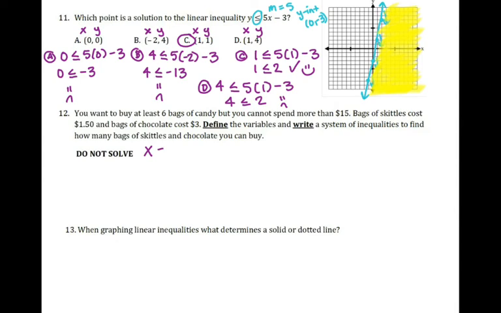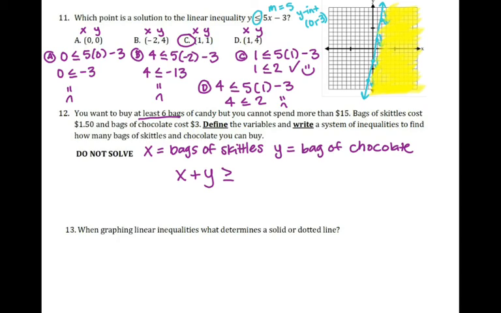So I'm going to let x equal the number of bags of Skittles. Whoops, I spelled Skittles wrong. And y is going to equal the number of bags of chocolate. Let's see, I want at least 6 bags total, so that would be x plus y is greater than or equal to 6, because I want at least 6, which means I could have 6, I could have 7, I could have 8. So all of those are greater than or equal to.